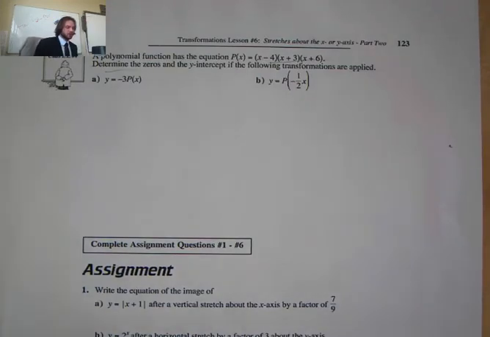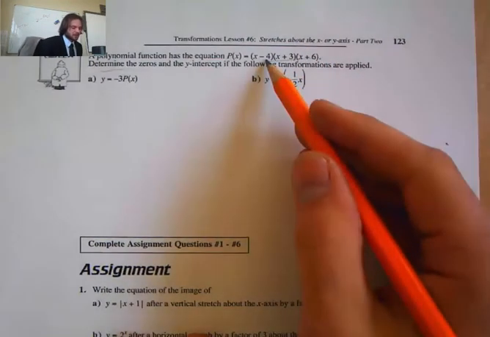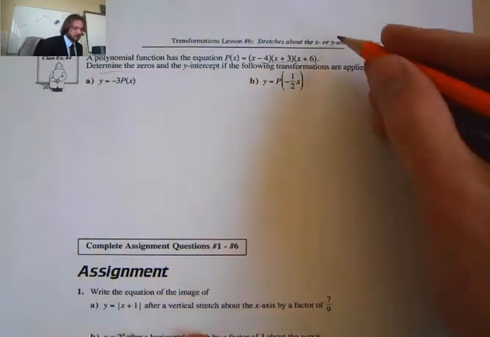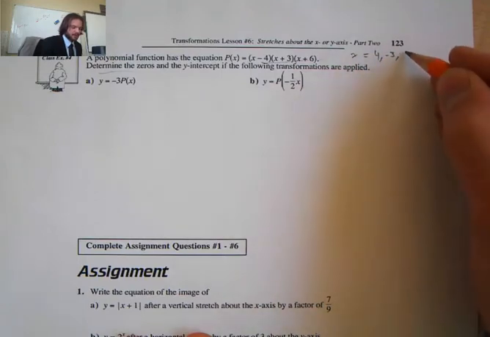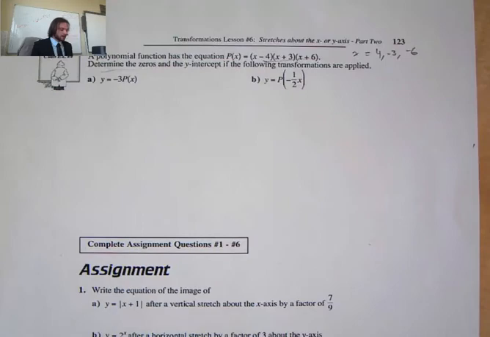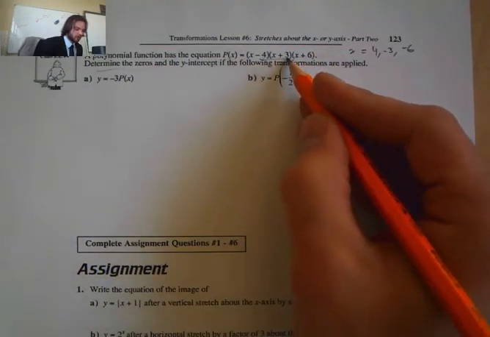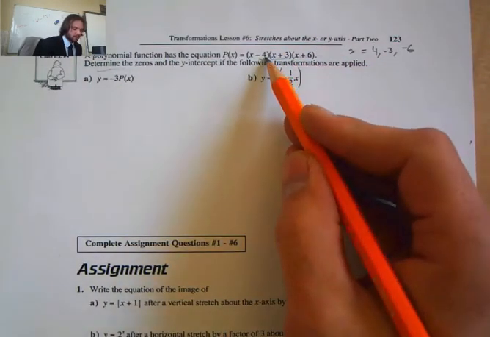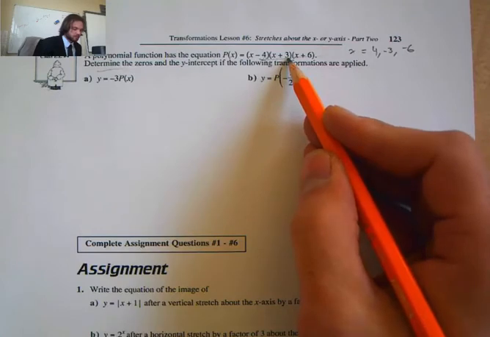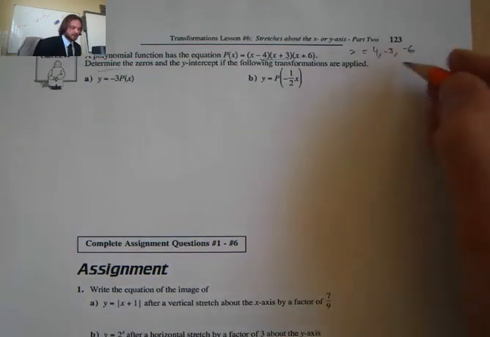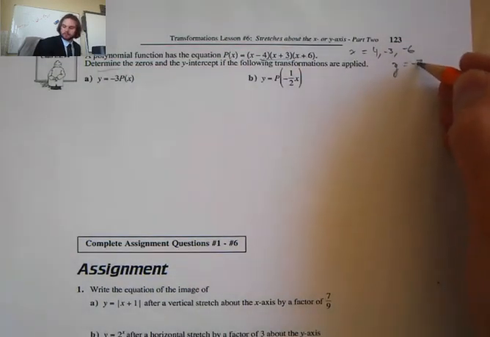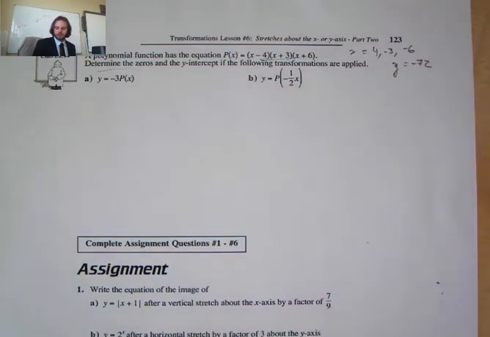Alright, so first of all, these are my original x-intercepts: x is equal to 4, negative 3, and negative 6. Now my y-intercept is, we multiply all of these together. So we have negative 4 multiplied by 3, and then we have to multiply that by 6. So that's going to be negative 12, negative 72. Okay? So that should help us out here.